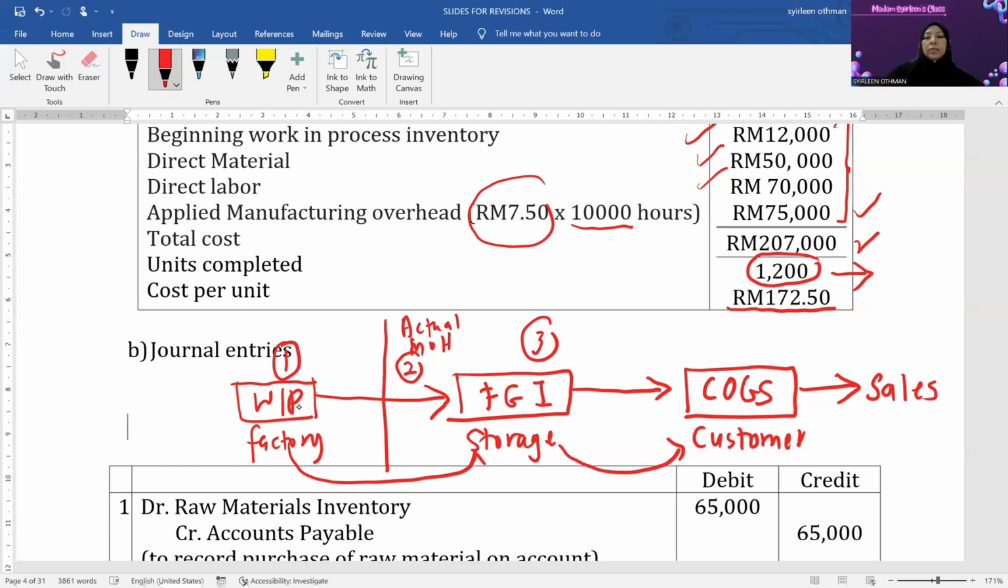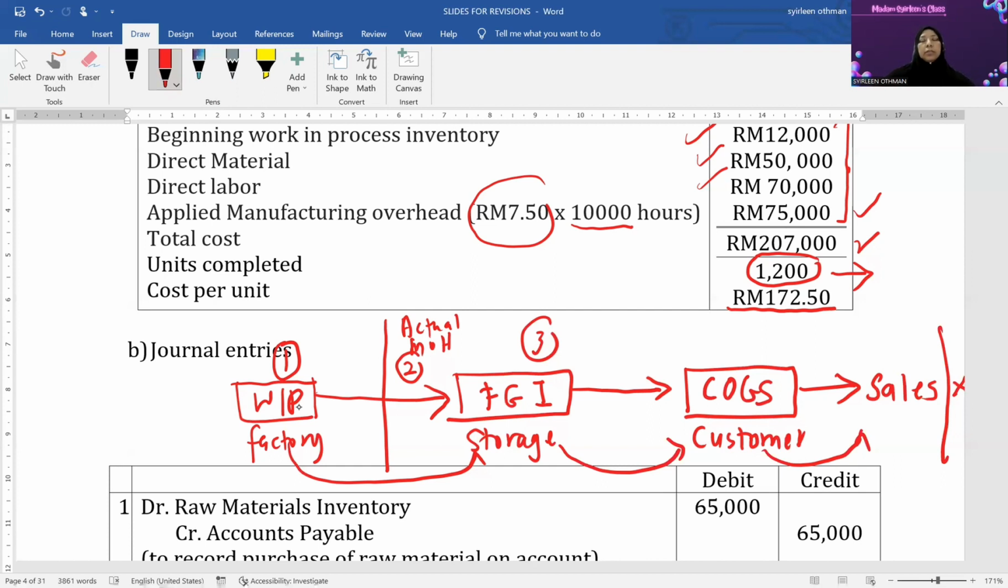And after that, you're going to have another sales journal, which is your debit, it's either cash, bank, or your accounts receivable, and you credit your sales. So once you completed all this flow, the final part of your journal will be your adjusting entries. Okay, you need to declare whether you are getting over applied or under applied MOH. So if you understand this flow, it's very easy for you to journalize the transaction.